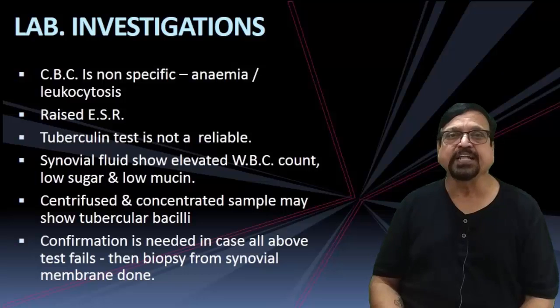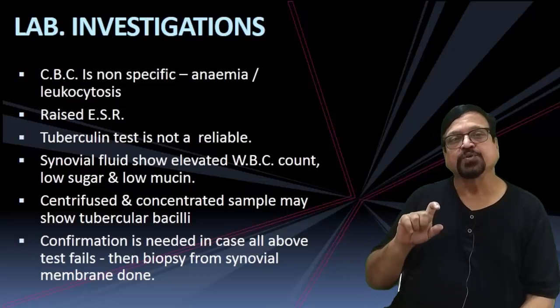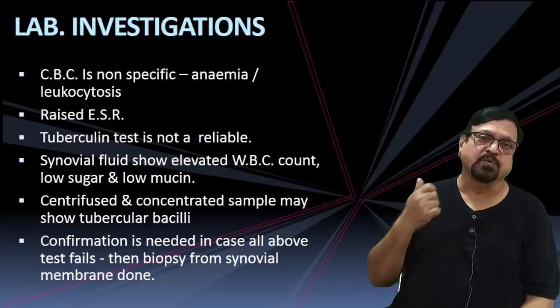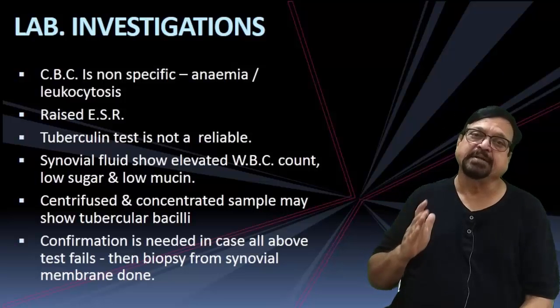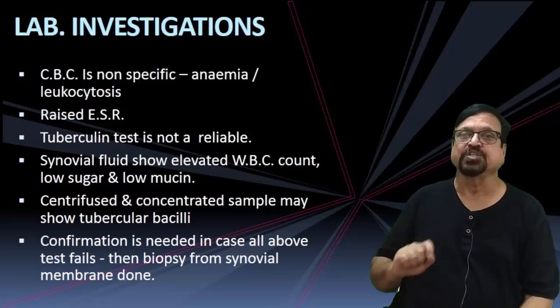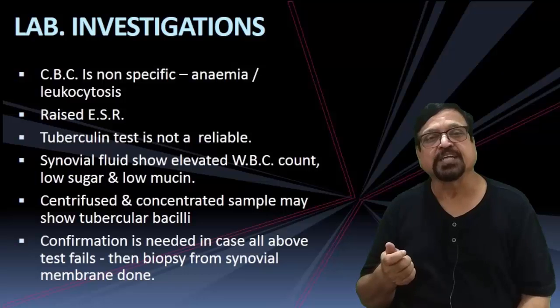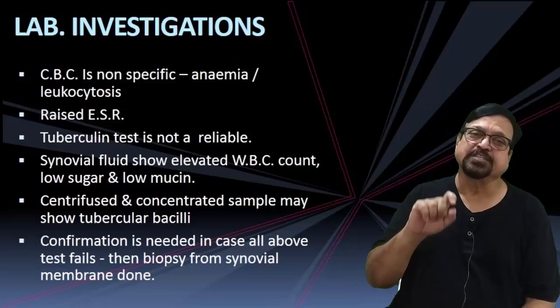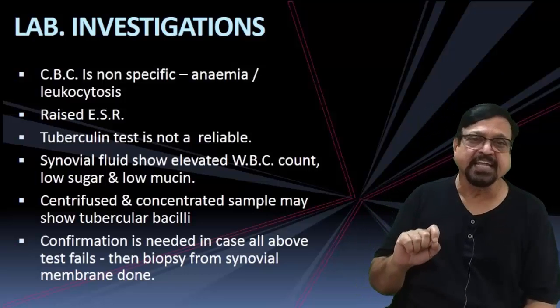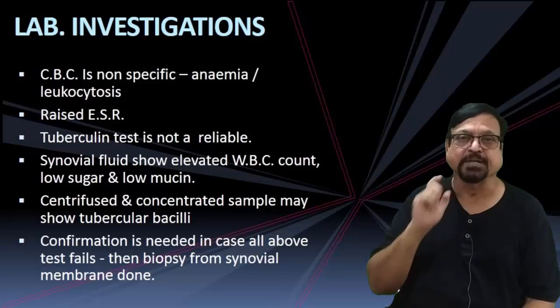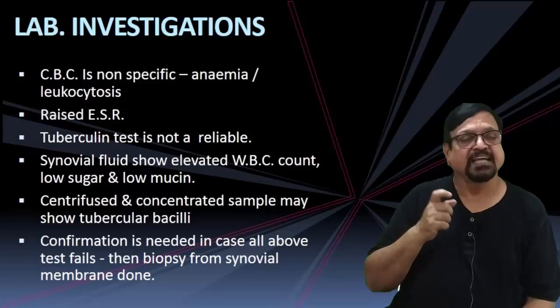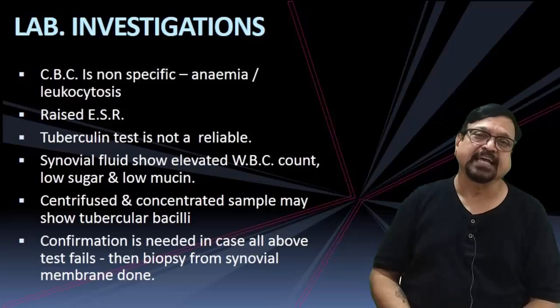The synovial fluid, as I told you, whether it gives you a WBC count, low sugars, or low mucin, has a limited role because it fails to show specific tubercular organisms. You may go for a centrifuged sample and check for tuberculosis bacilli, but by and large it is not as sensitive and is not 100% confirmation. So confirmation, if all tests fail, has to be by synovial biopsy.